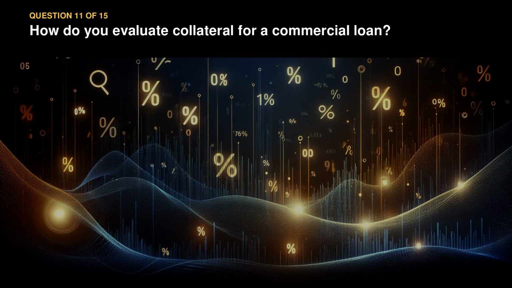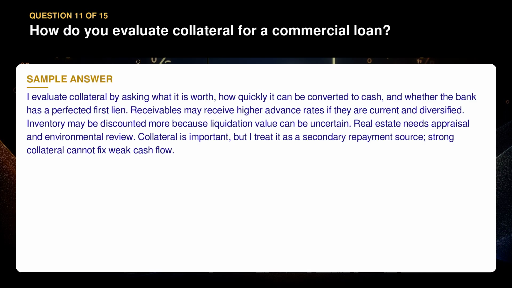Question 11. How do you evaluate collateral for a commercial loan? I evaluate collateral by asking what it is worth, how quickly it can be converted to cash, and whether the bank has a perfected first lien. Receivables may receive higher advance rates if they are current and diversified. Inventory may be discounted more because liquidation value can be uncertain. Real estate needs appraisal and environmental review.